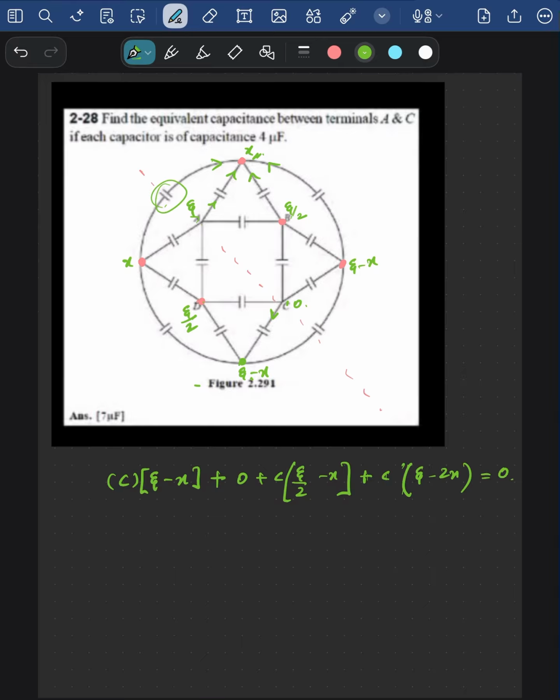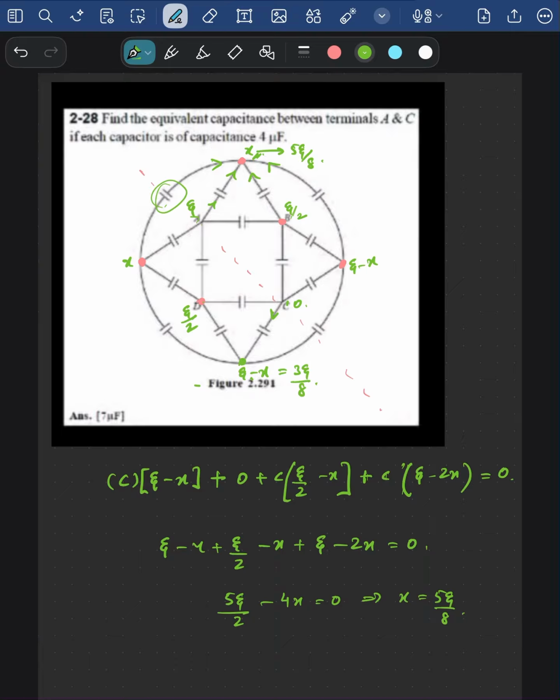Solving this equation, eliminating C everywhere, I'll get E minus X plus E by 2 minus X plus E minus 2X is equal to 0. So I'll get 5E by 2 minus 4X is equal to 0. So I'll get X to be equal to 5E by 8. So that means potential at this point will be 5E by 8. Potential at this point will be equal to 3E by 8.